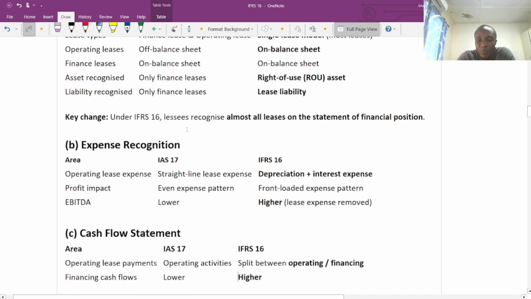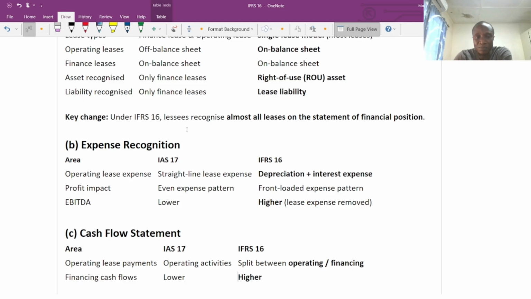If we are talking about the operating lease expense, for IAS 17, we are going to use a straight line. Whereas for IFRS 16, we are going to use the depreciation plus the interest expense. We are going to look at it separately. Don't worry, just try to figure out the difference. When we dive deep into the calculation, I'm going to reference this point so that you are able to understand the concept in detail.